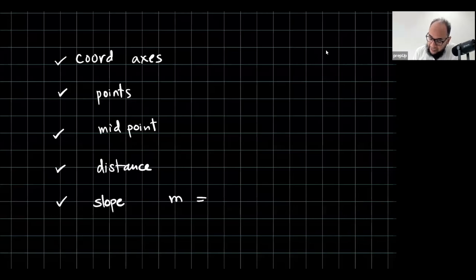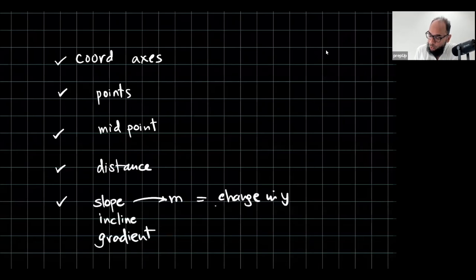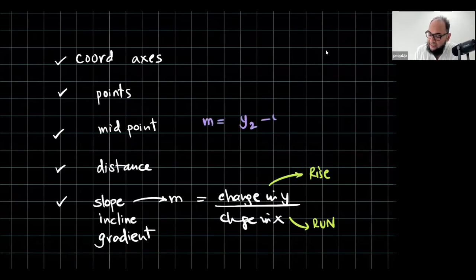So we know that M is the symbol for slope, the symbol for incline. We use the terminology gradient. That is change in y over change in x. This can also be termed as rise over run. And the formula that we use is y2 minus y1, that's the change in y, divided by x2 minus x1.